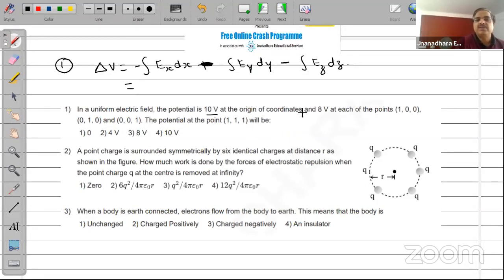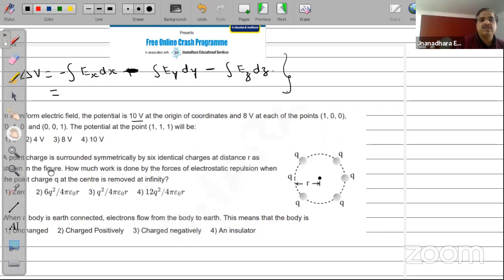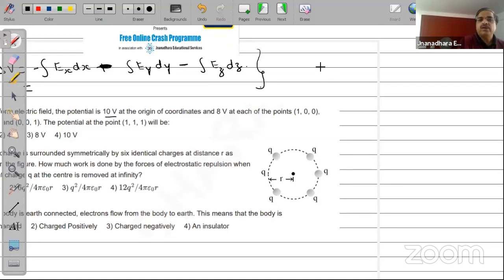Now, the potential difference has to be obtained. And what have they given us? The uniform electric field, the potential is 10 volts at the origin of coordinates and 8 volts at the points (1,0,0), (0,1,0), (0,0,1). The potential at (1,1,1) is to be obtained now. Okay. So the potentials are given. Fine, I think I'll go the other way around. Potentials are given here at these 2 points, along the x direction.